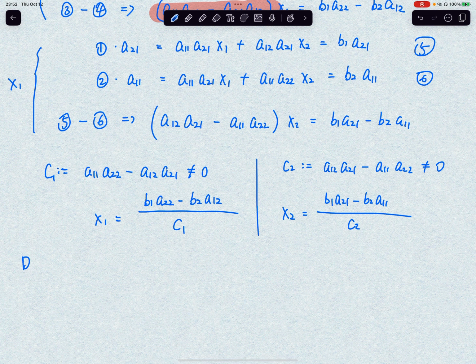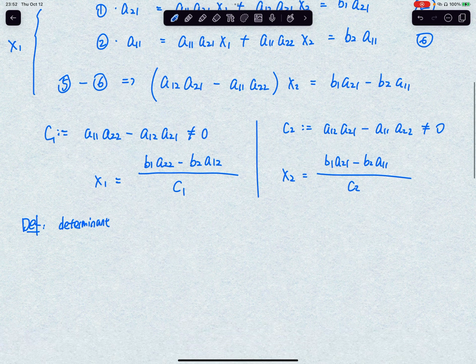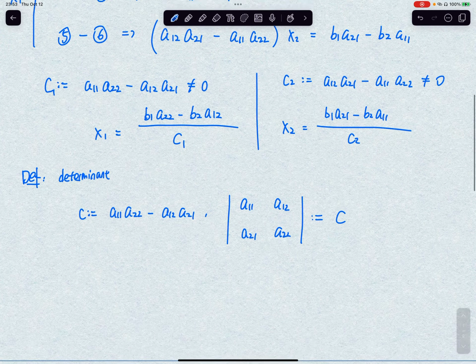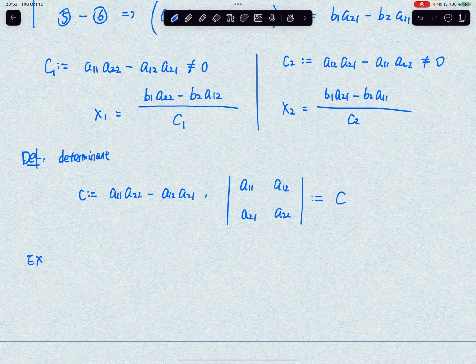So we can derive the concept of determinant. So the determinant, we can say C defined by a11 a22 minus a12 a21 in the above is the determinant, and we shall use the notation with a11, a12, a21, and a22 to represent this difference. So let us do an example.